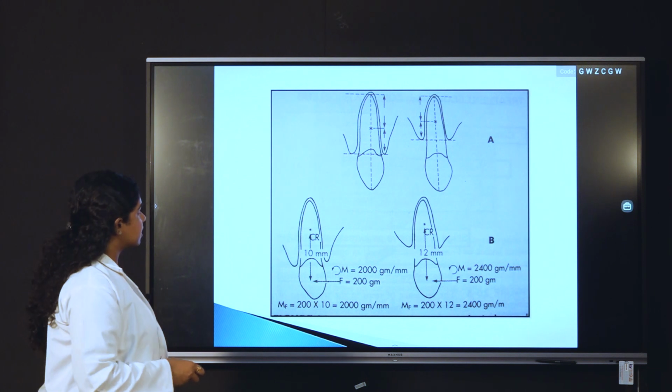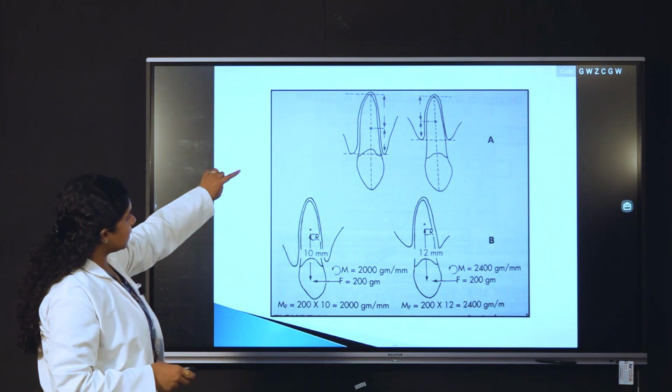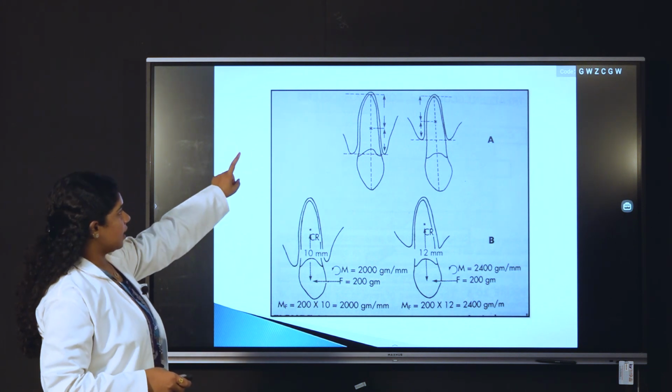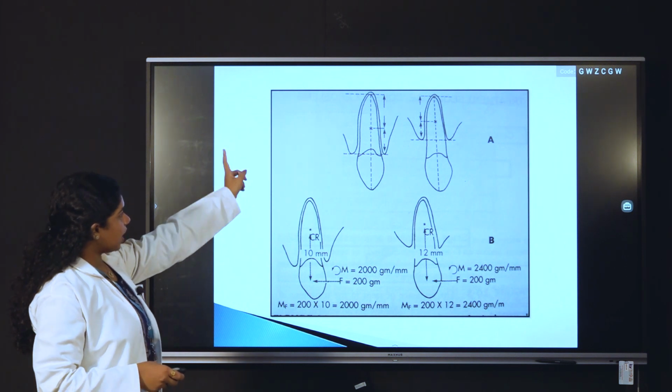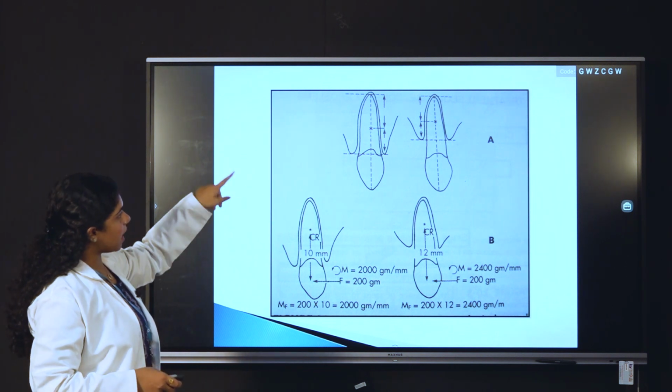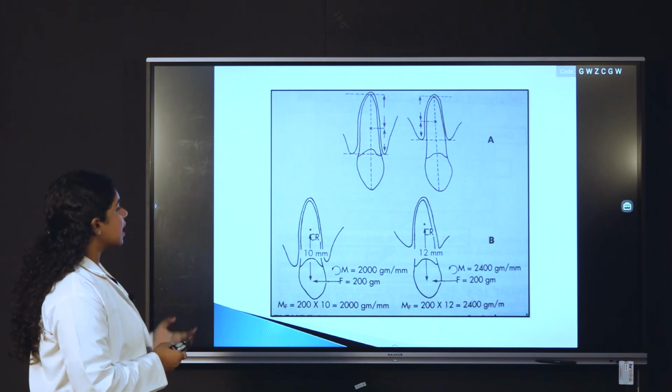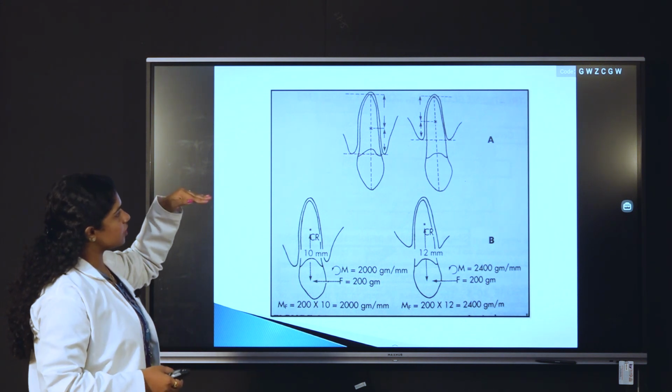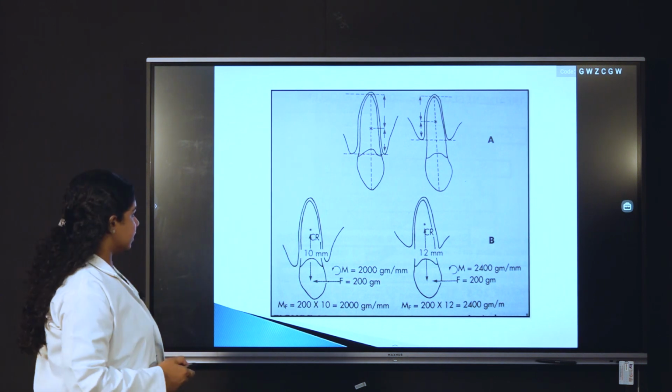So as you see in this picture, in the first picture, the center of resistance, you can observe it is in the center, and in the second picture there is a marginal bone loss or periodontal loss. What happened is the center of resistance shifted more apically.